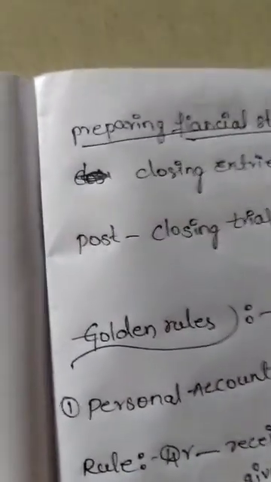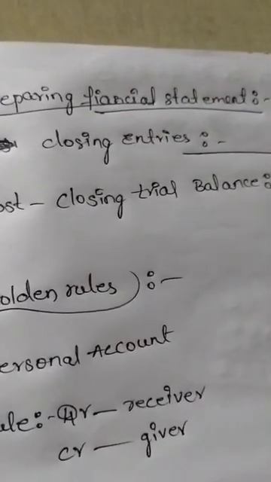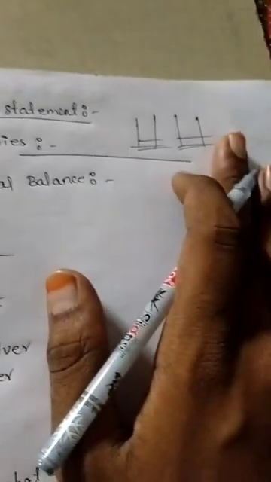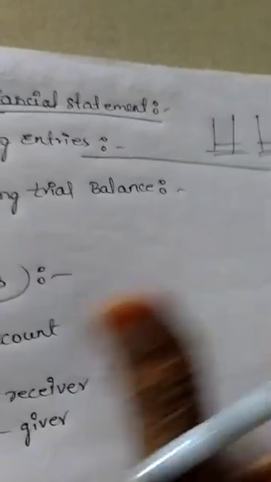Next, closing entries. So we have to close all the entries in an account. We will close an account in the final section by drawing two lines. So every account shall be closed to show that the accounts are finalized.